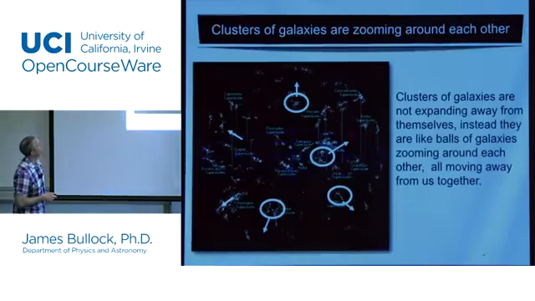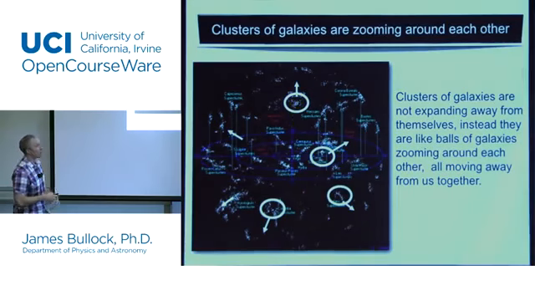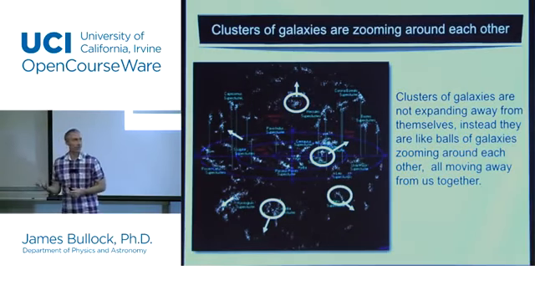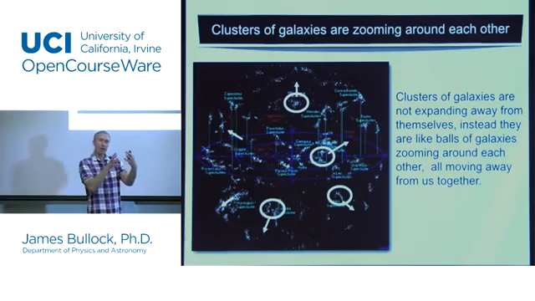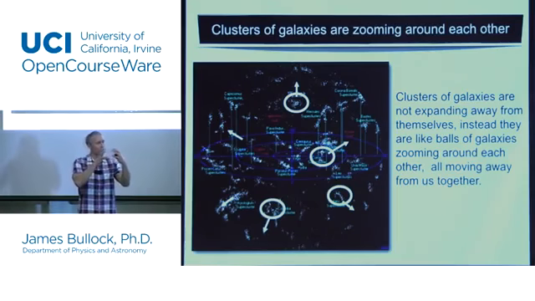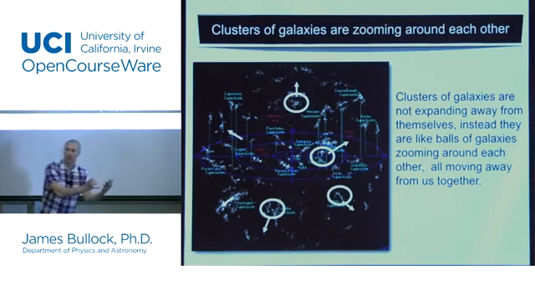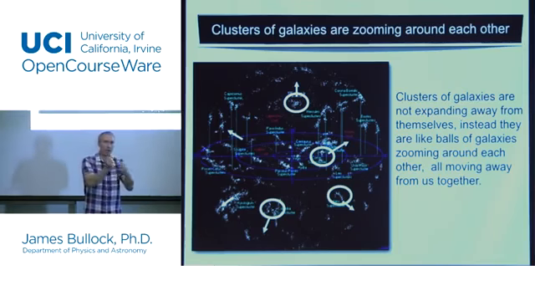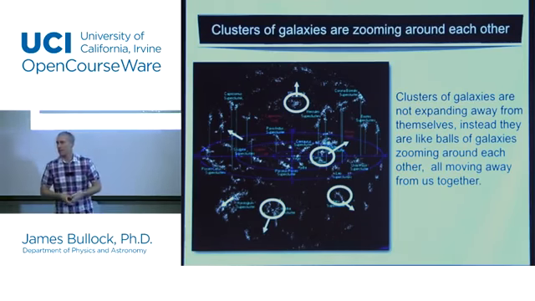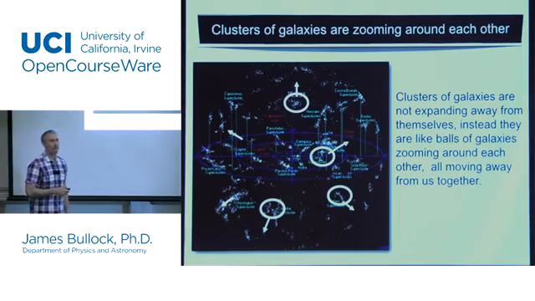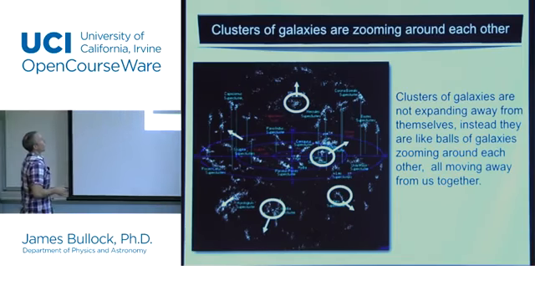Okay? So what we're seeing there is sort of bound clusters of galaxies that have themselves broken off from the cosmic expansion, and it's sort of like a little bubble of space-time that's being carted away, but within that bubble the stuff's orbiting around itself, like a hive of bees. Does that make sense? Okay.